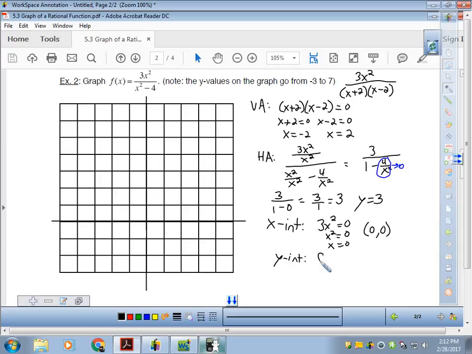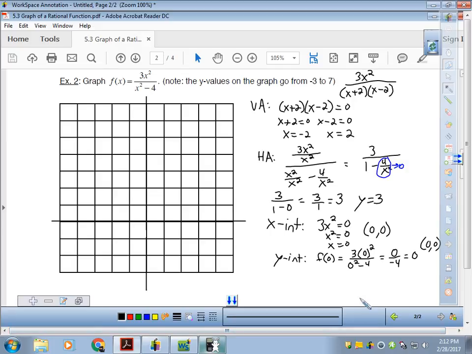For y-intercept, we find f of 0 by plugging 0 in for all the x's. So 3 times 0 squared over 0 squared minus 4. 0 squared is 0 times 3 is 0. On the bottom, 0 squared is 0 minus 4 is negative 4. 0 divided by negative 4 is 0. So my y-intercept is also 0, 0.